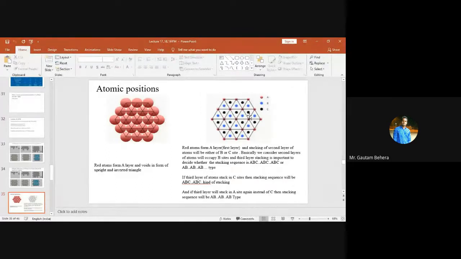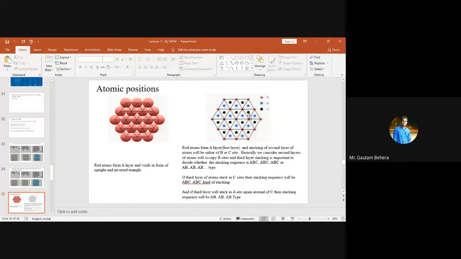Now the question is, what about the next layer, the third layer of atoms, where will it sit? So just imagine the moment the B layer positions are fulfilled and the B layer of atoms comes into the picture, then we have two types of voids. One will be an A void again, and we have a C void again. So after forming the B layer of atoms, we have two voids. Either the atom will sit on the A positions or it will sit on the C positions.